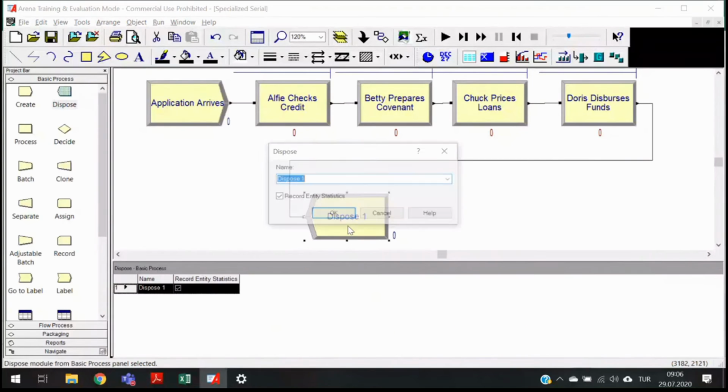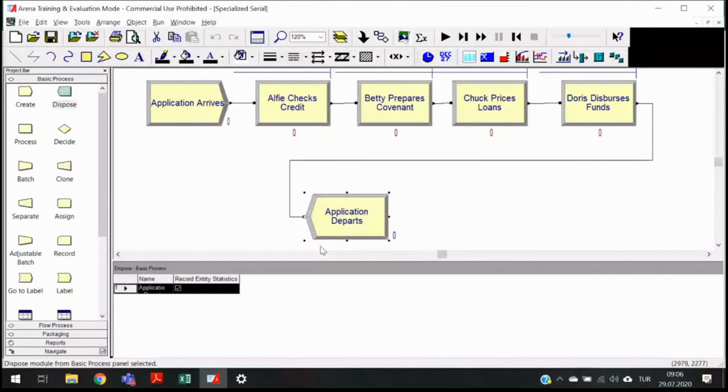At the disposal, we are saying that the applicant departs here, and if you select record entity statistics here, the entities' departure statistics will be collected. It is already clicked by default, so usually we do not change that because we want to see departure statistics as well. And we say okay, so that is the simulation that we are going to create.